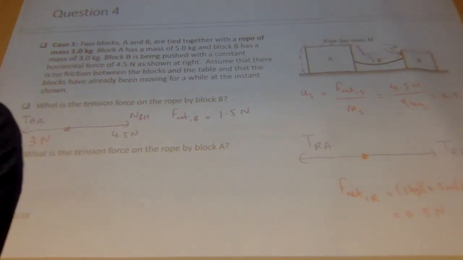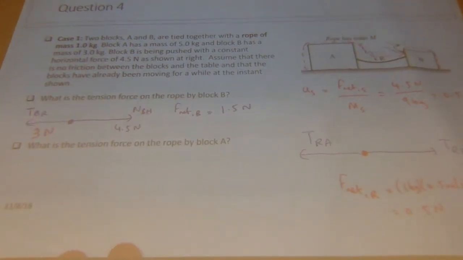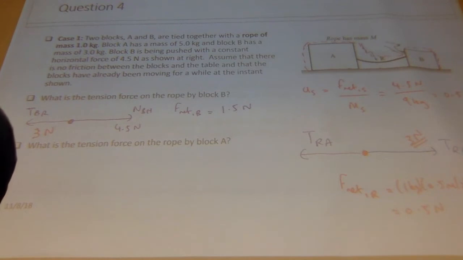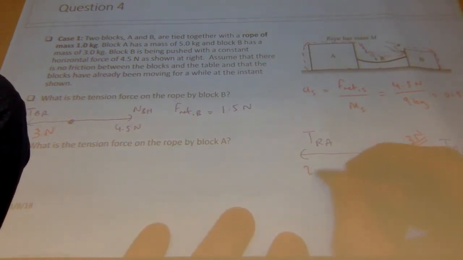And if TBR is 3 newtons, how big is TRB? 3 newtons. So the 3 was the correct answer for our first question. And since you know the net force on the rope is half a newton, how big is TRA? 2.5.